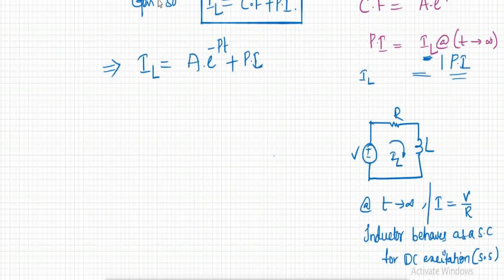So the steady state current is I equal to V by R at t tends to infinity. IL at t tends to infinity is V by R. That is nothing but our particular integral solution, the steady state value of the inductor current.